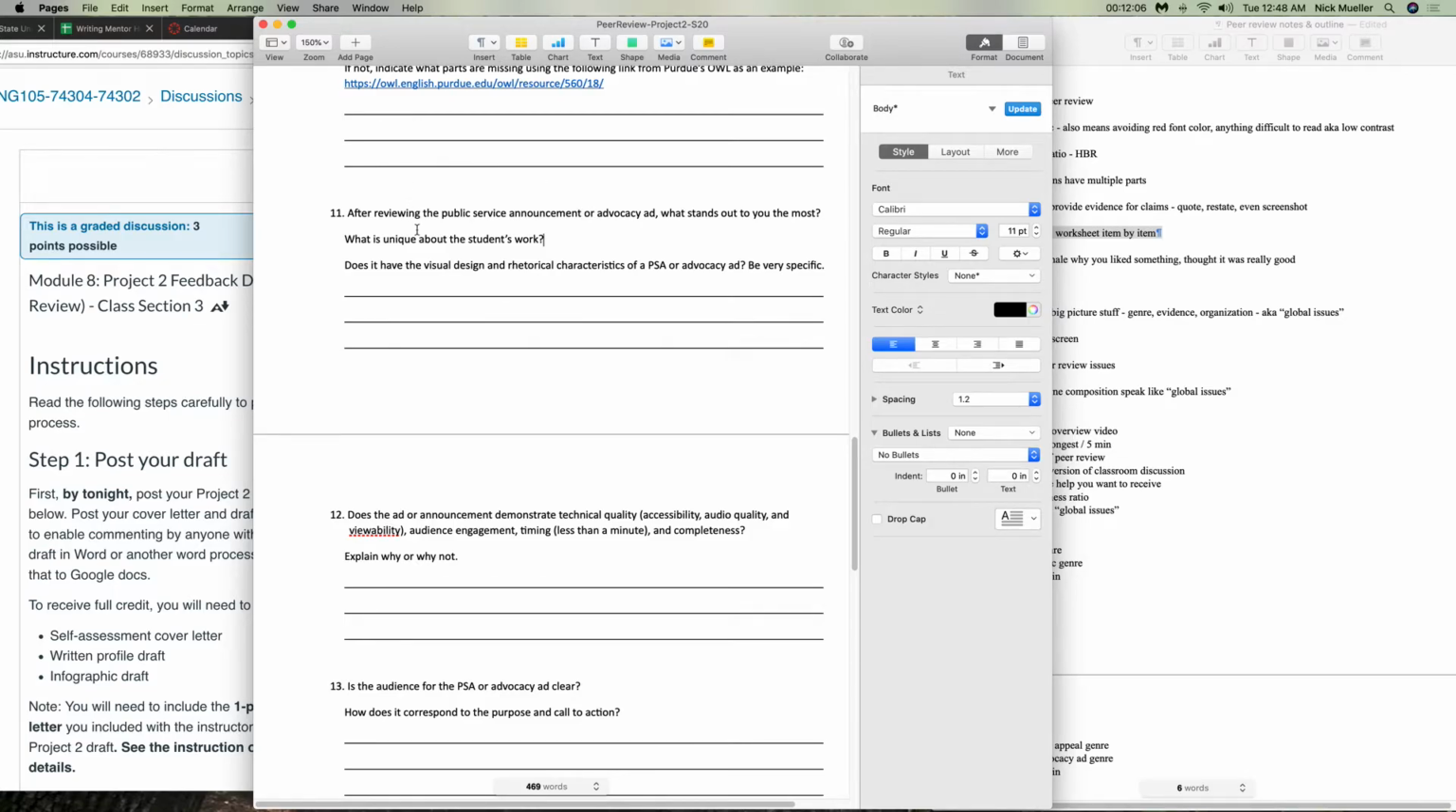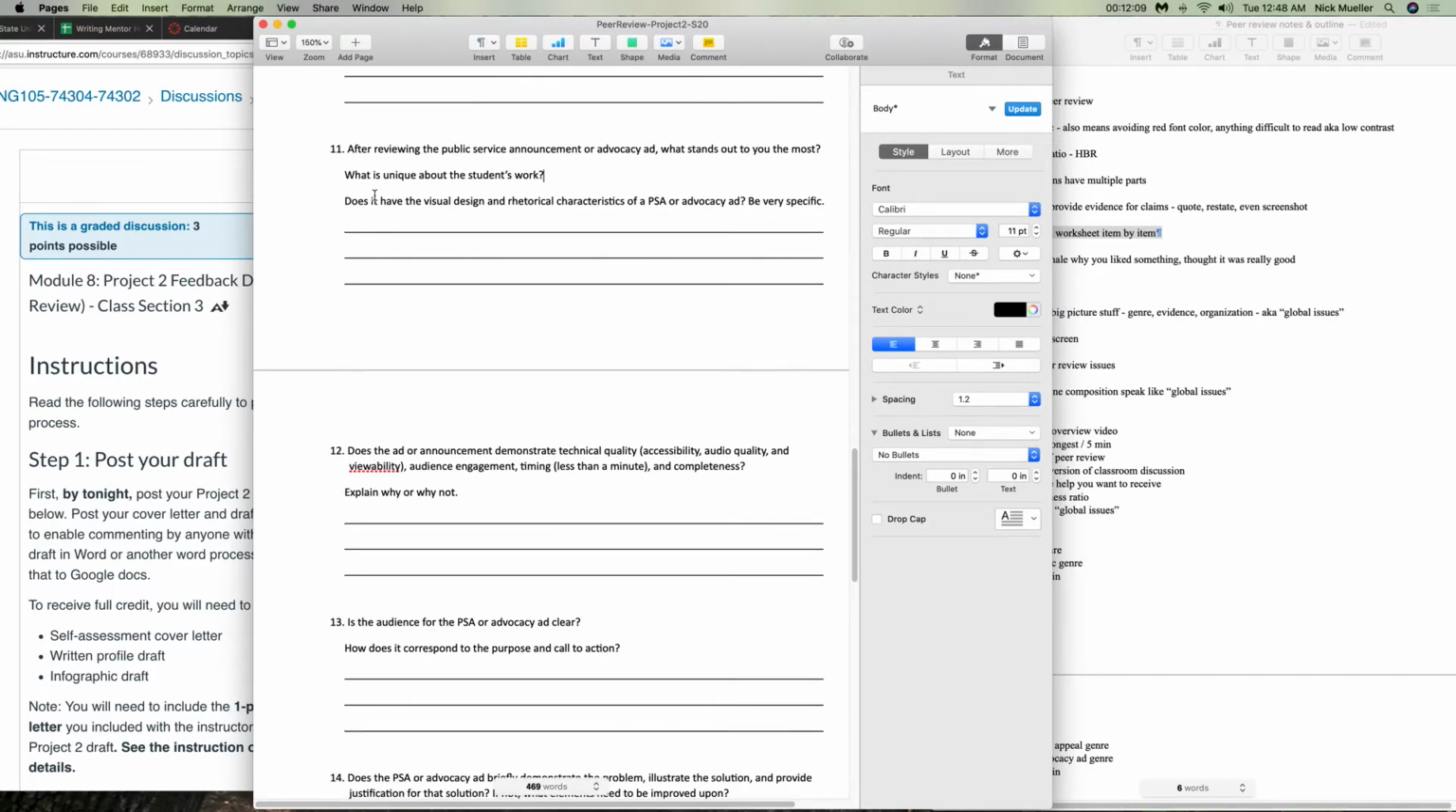For the third part of 11, does it have the visual design and rhetorical characteristics? This is a fancy way of saying, does it meet the conventions of this genre or this genre? And you might have a pretty good idea of these from your experience in the relevant discussion board. If not, you can always go back and look at what your peers had to say, especially the peers you admire for being really on their game. You can look at what they have to say about visual design and about rhetorical characteristics.